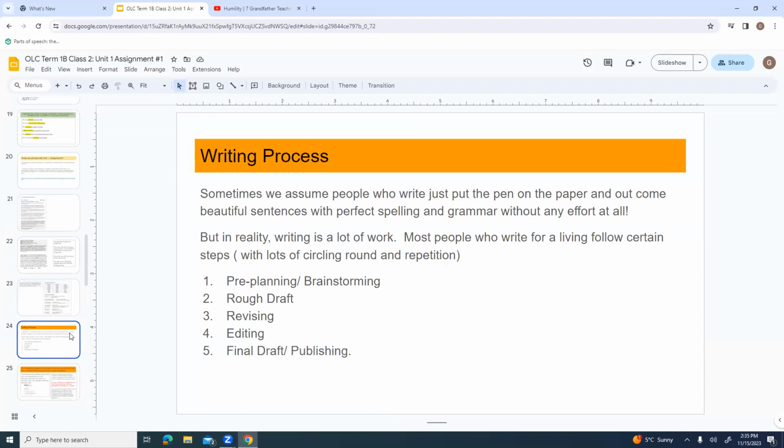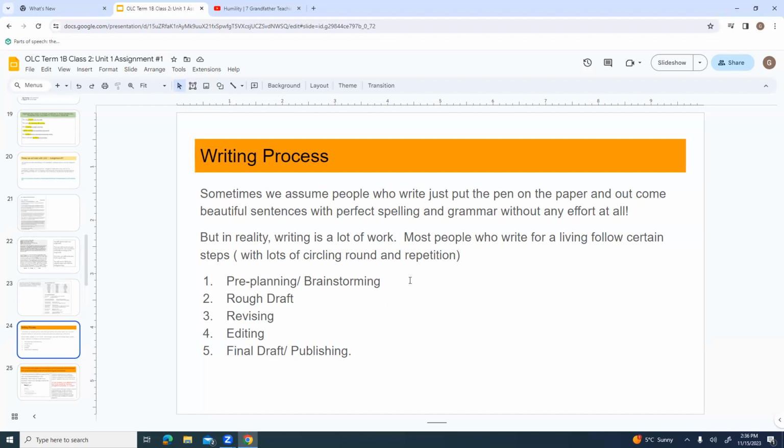All right, writing process. Sometimes we assume that people who write, like professional writers, like journalists or novelists or songwriters, just put their pen on the paper and out come beautiful sentences with perfect spelling and grammar without any effort at all. But that's just not how it works. In reality, writing is a lot of work, and most people who write for a living follow certain steps. Now these steps are not like a lockstep map. People circle around and go back over and that kind of thing. But a lot of people try and skip all the steps and just go right to number 5. And I don't find that's very effective.